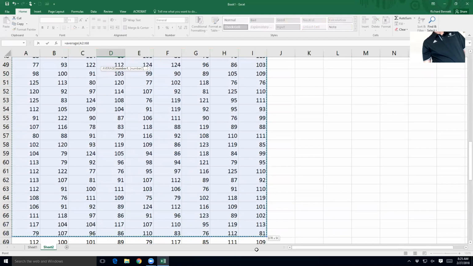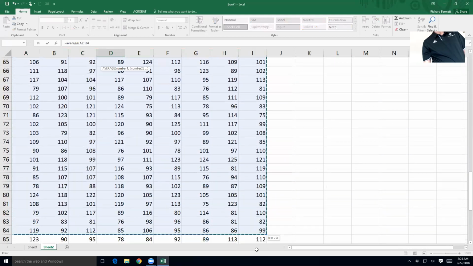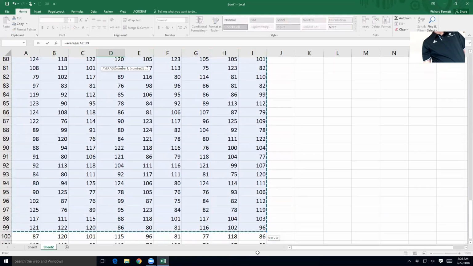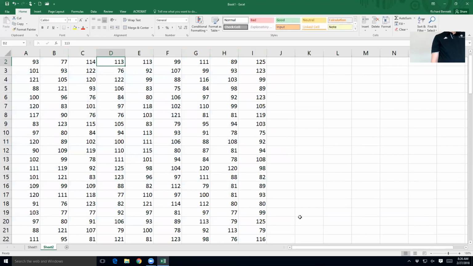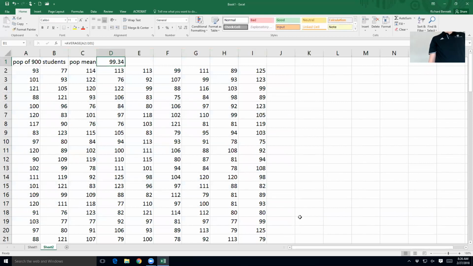Now remember, with our example, we wanted our mean to be 100. Let's see how close we get here. 99.34, that's pretty good.